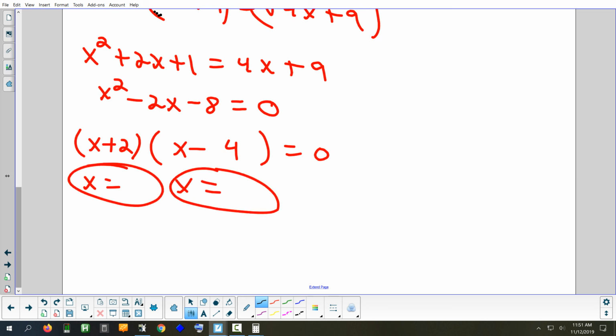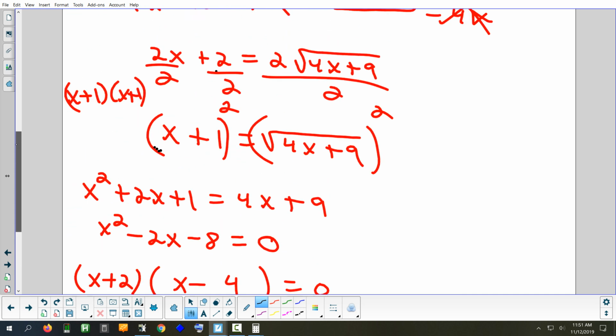So, 2 answers for x. Sam, what's my first answer? Negative 2. Yep. And Mikara, what's my second answer? Positive 4. Remember, we just have to check and make sure it works. Let's check 4 first.